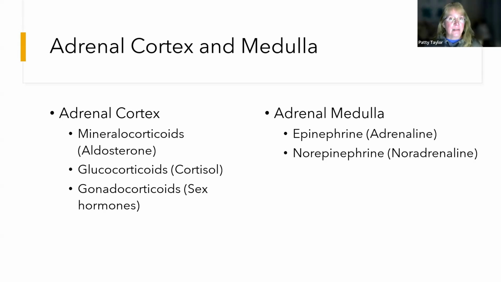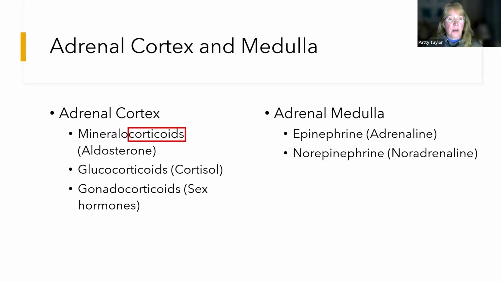They convert to estrogen and testosterone, but they're made in small amounts compared to what is made by ovaries or testes. And then looking at the adrenal medulla, we're looking at epinephrine and its sidekick norepinephrine. Those are alternately called adrenaline and noradrenaline. Okay, so keep in mind that corticoid tells you this hormone comes from the adrenal cortex.